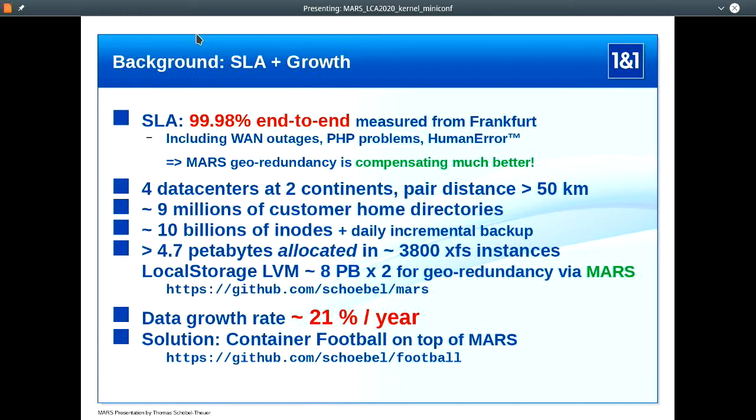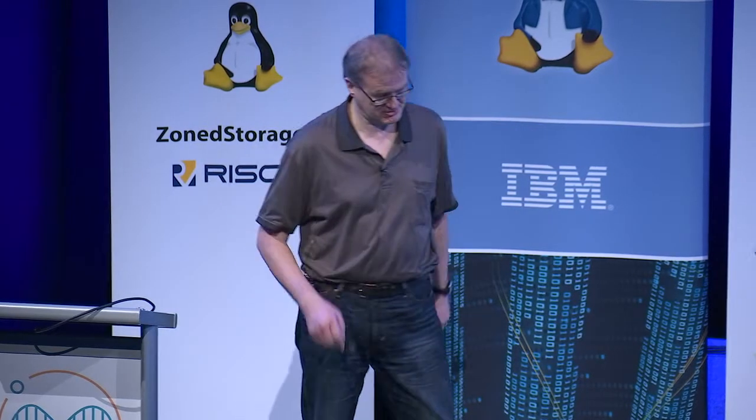I don't know the real reliability of Mars itself, but it must be much, much, much better, as far as I know. So the working environment: we have around 5 petabytes in the meantime, in 4 data centers, and on each continent we are running 2 data centers with a distance of about 50 kilometers with geo-redundancy. And some millions of customer home directories, some billions of inodes, and as mentioned, the file monitor true patch I have developed is for ensuring that incremental daily backup works without find operations in the file system. Because if you try to do that, it's a blaze.